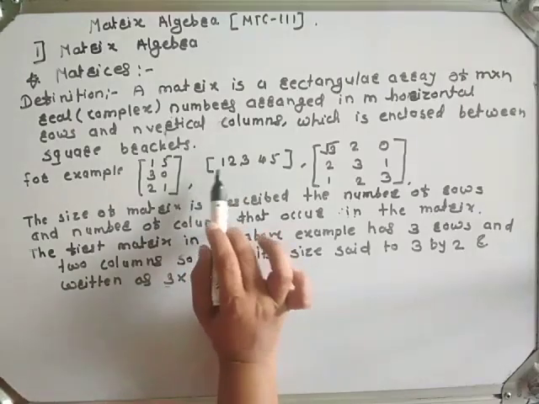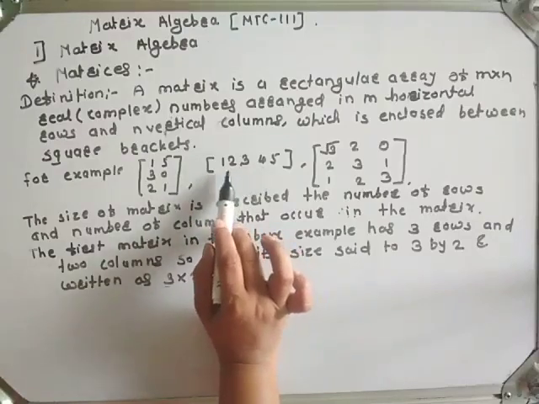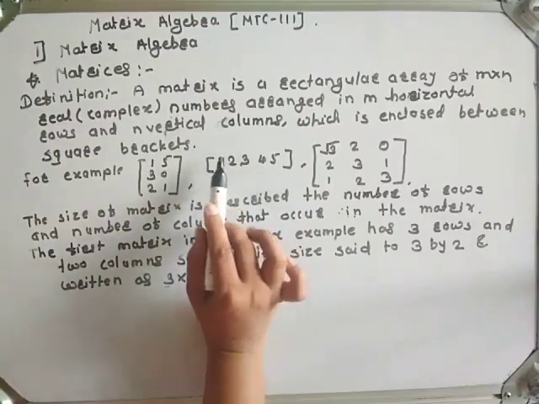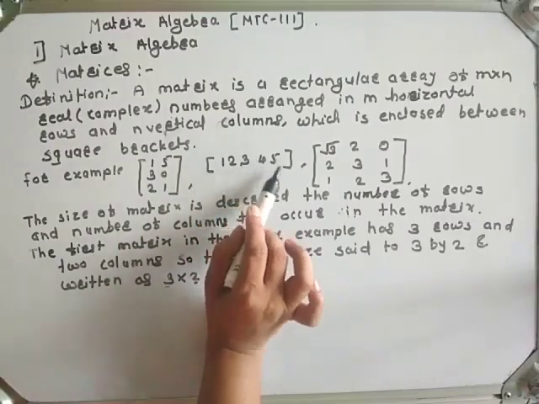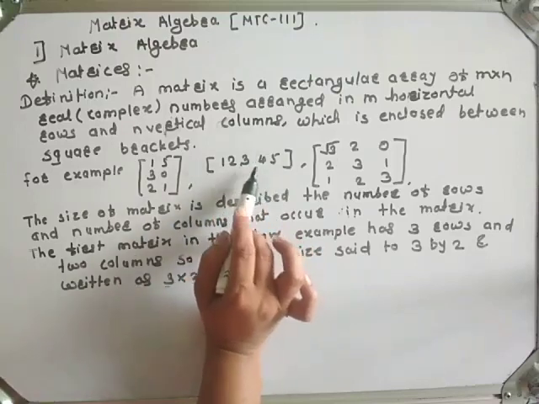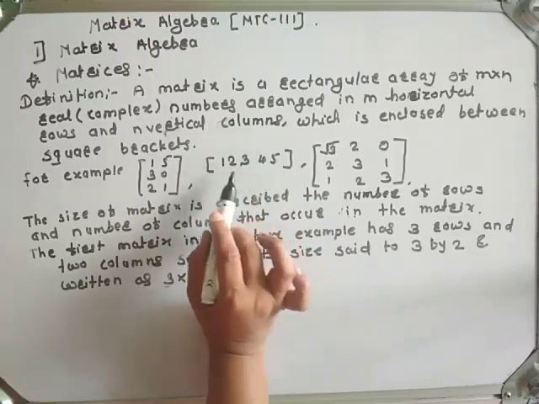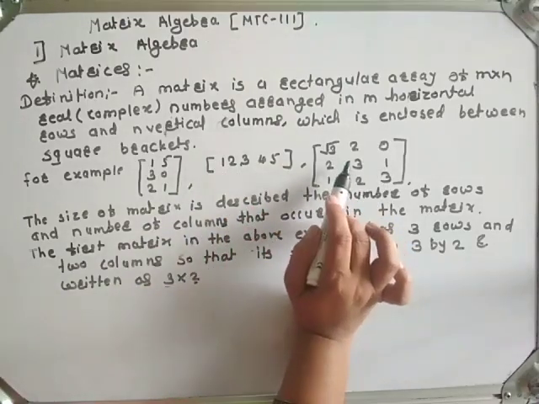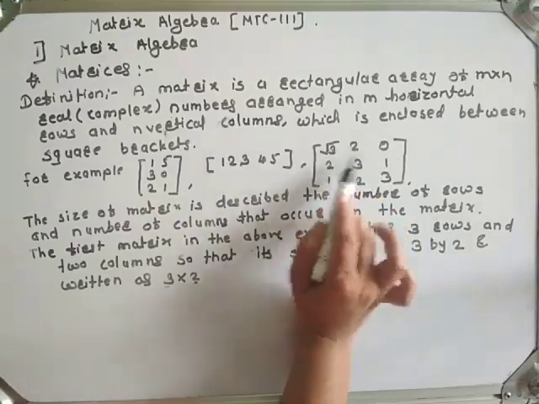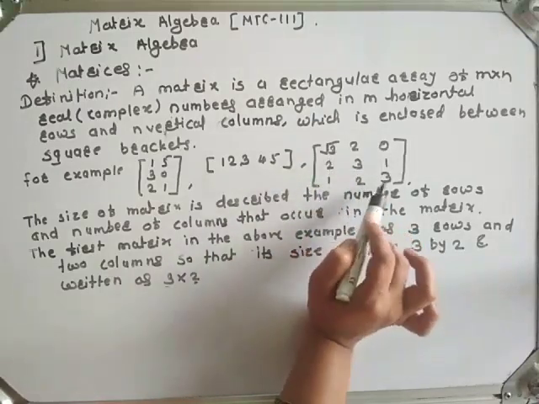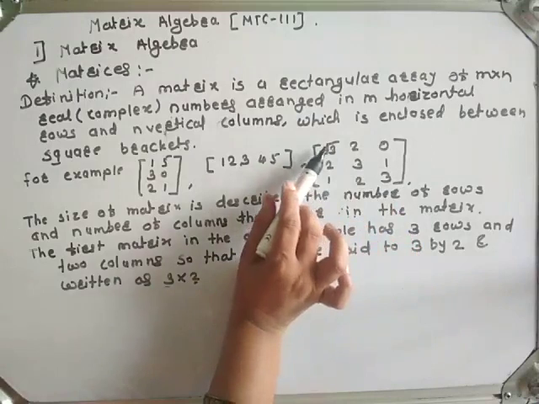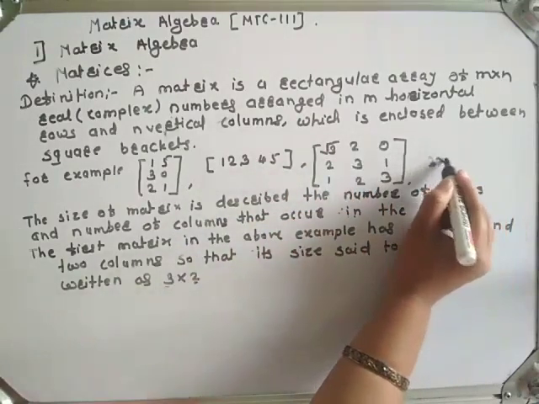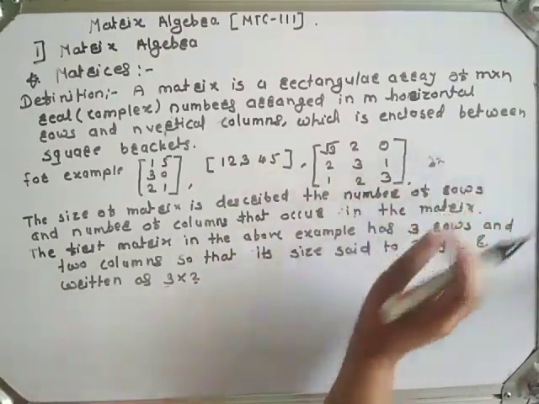What is the size of the second matrix? In this matrix, the number of rows is 1 and the number of columns is 1, 2, 3, 4, 5. Number of columns is 5. Therefore, the size of this matrix is 1 by 5. Now, what is the size of this matrix? In this matrix, the number of rows is 1, 2, 3 and the number of columns is 1, 2, 3. Therefore, the size of this matrix is 3 by 3.